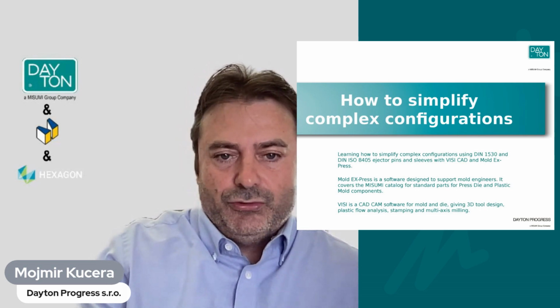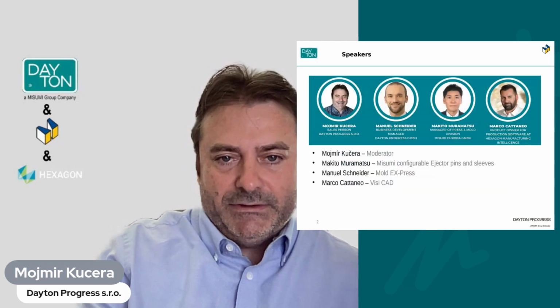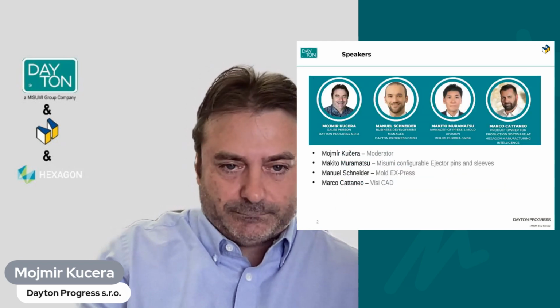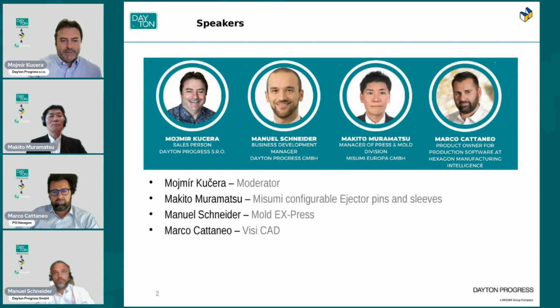We have today three esteemed guests. The first one is Makito Muramatsu. Makito Muramatsu is a manager of the press and mold division at MISUMI Europe. Makito will show us how to simplify complex configurations using ejector pins and sleeves. Hi Makito, how are you today? Good morning. Thank you very much.